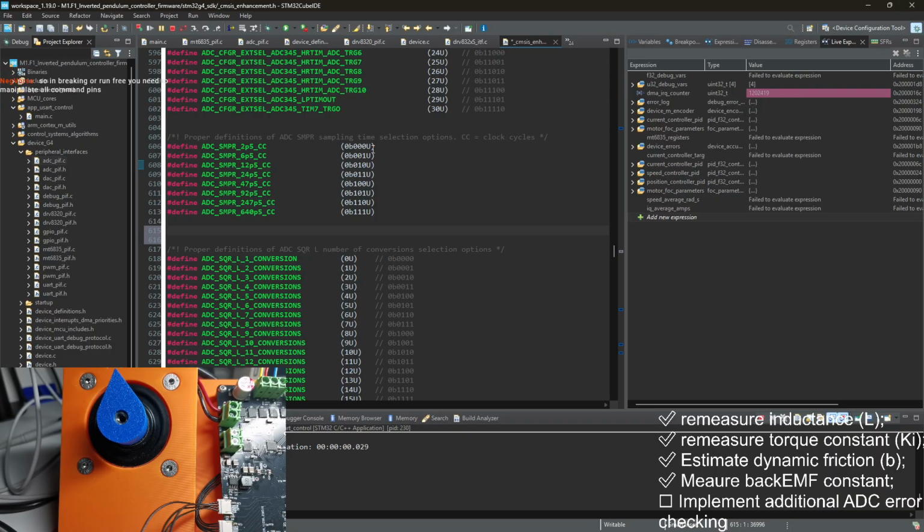Perfect. So here, what I will actually do is a const u32. It will be uint30. Oh my god, int32_t. ADC SMPR settings array, and it will be equal to. Hold on a second.